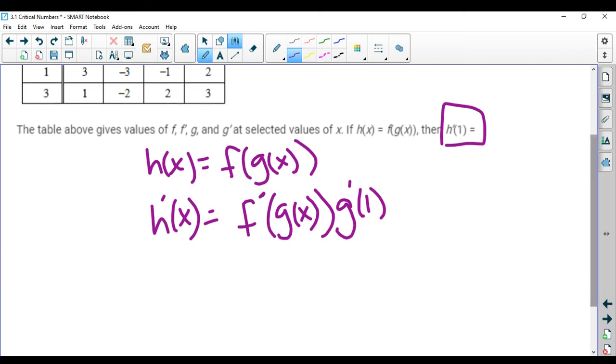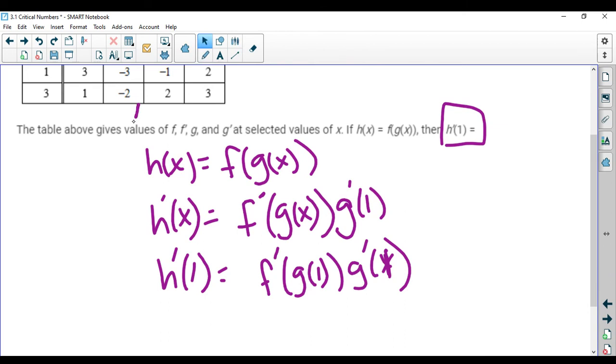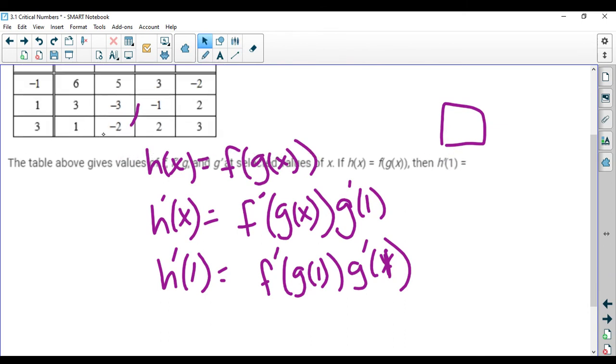To find h prime of 1, we need to plug in 1 for the x's. So we have f prime of g of 1 times g prime of 1. So we look to the table to find all of these values. And of course, they give us more values than we need.